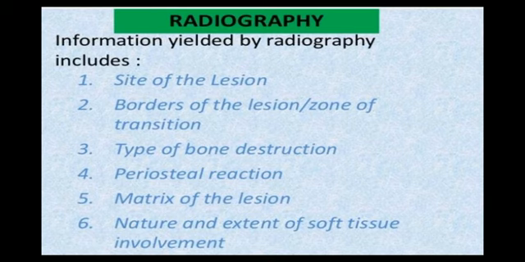Radiography. Information needed by radiography includes site of lesion, borders of the lesion, type of bone destruction, periosteal reaction. Periosteal reaction means that shows formation of new bone in response to injury or other stimuli of the periosteum surrounding bone. And matrix of the lesion, that means helps to identify in between chondroid and sarcomas and different type of cancers. Nature and extent of the soft tissue involved.